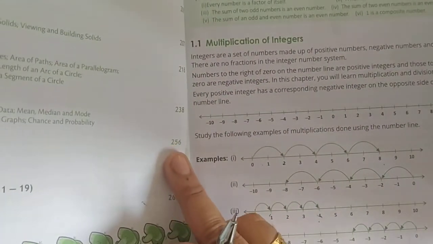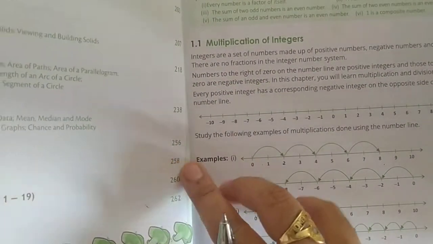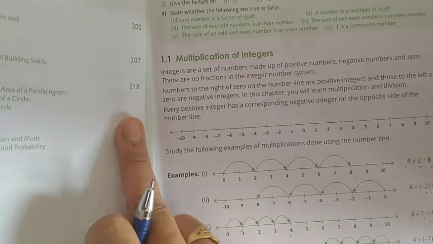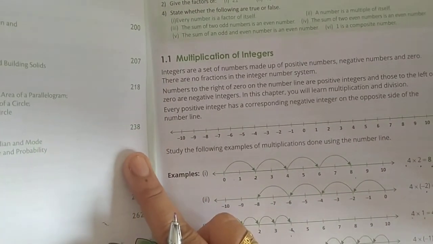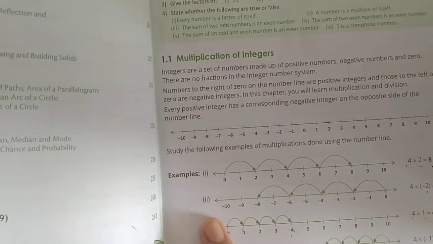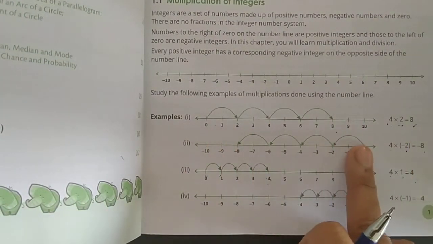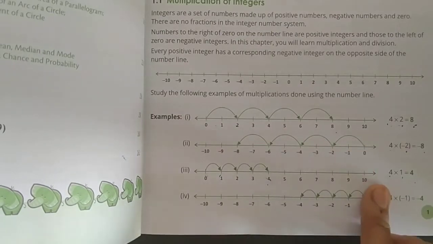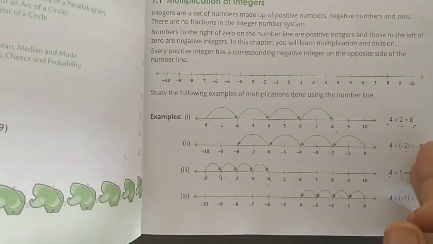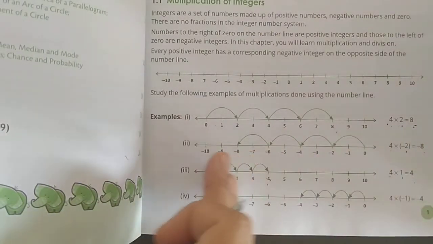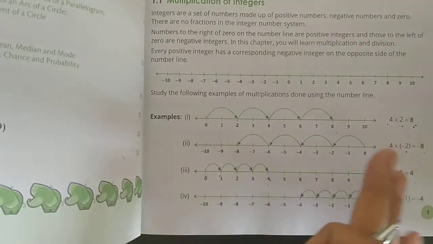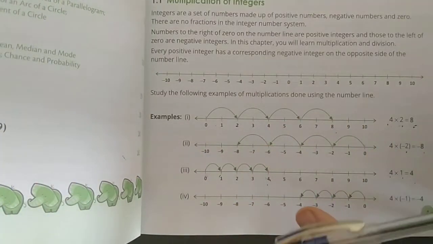What are integers? Integers are the set of numbers made up of positive numbers, negative numbers and 0, and there are no fractions in the integers, meaning these numbers can be represented on the number line. Positive numbers will be on the right hand side and negative numbers will be on the left hand side, and in between 0 will be there.